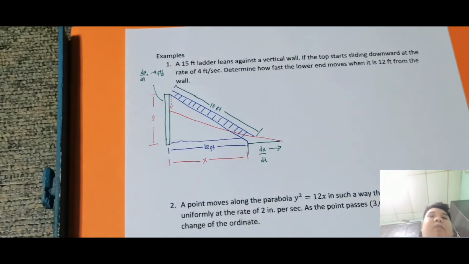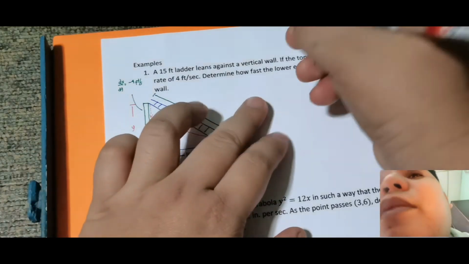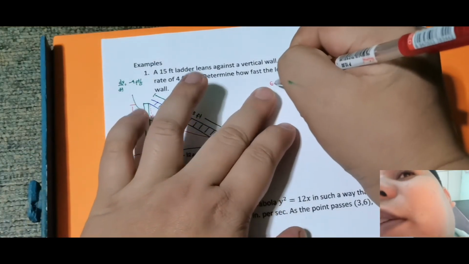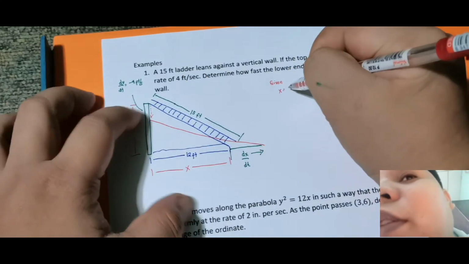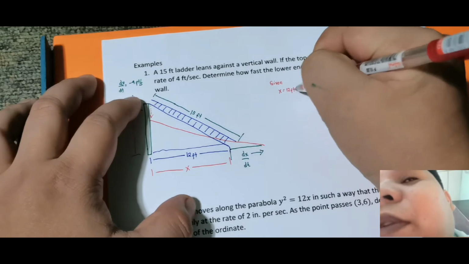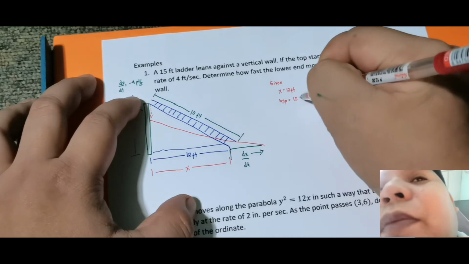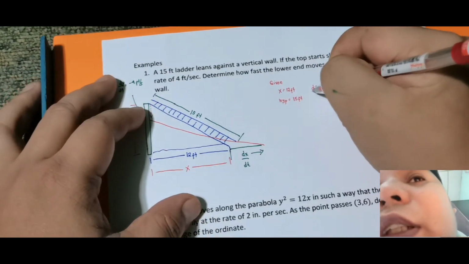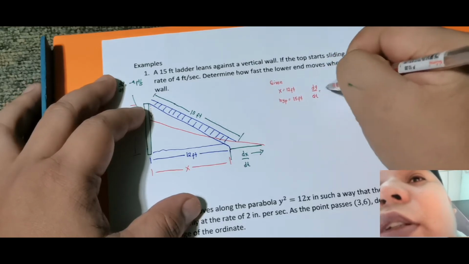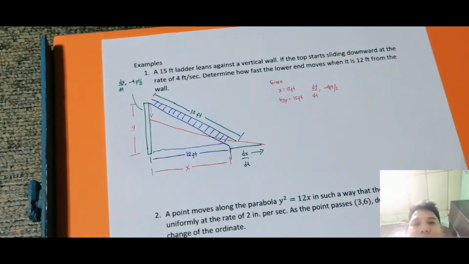This is a bit unusual, but I'm hoping you get the idea. So how do we solve it? First, let's list the givens. What is given? X is 12 feet. The hypotenuse is 15 feet, which is obvious. And dy over dt is equal to negative 4 feet per second.